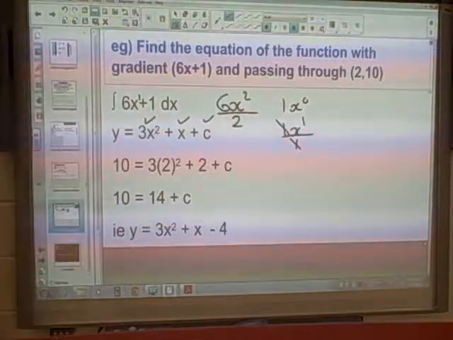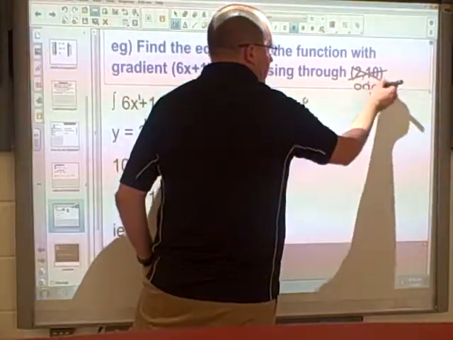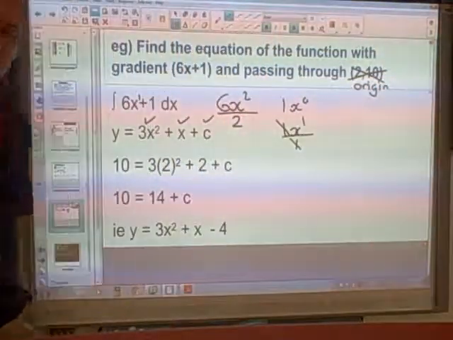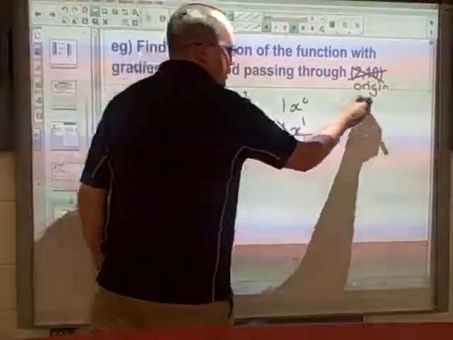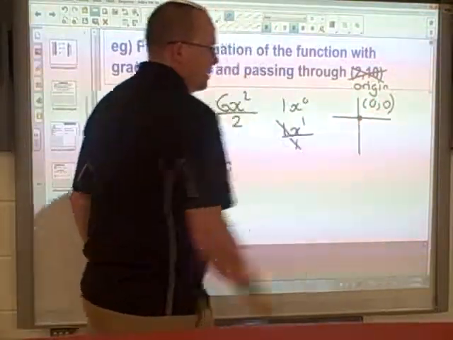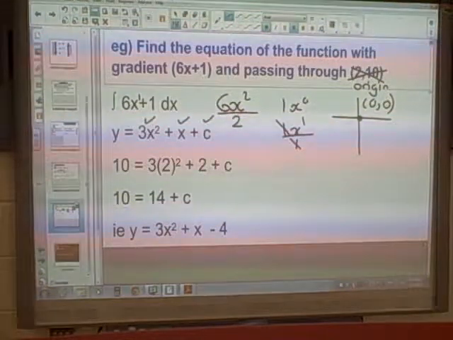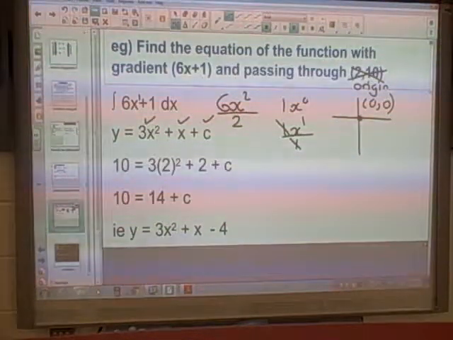One other trick that sometimes they ask in questions, rather than giving you a specific point, they will say it passes through the origin. And the origin is this point on the graph here. So in other words, the coordinate is 0, 0. So keep an eye out for that question as well. And you should be ready now to try the questions from 16a.